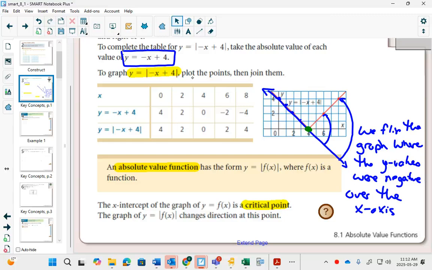And we talk a lot about critical points in grade 12 in AP Calculus. So the graph changes direction at that point, and you get this V-shaped graph. And this strategy of graphing the inside and then flipping the negative part up is what we're going to use over and over for graphing things.